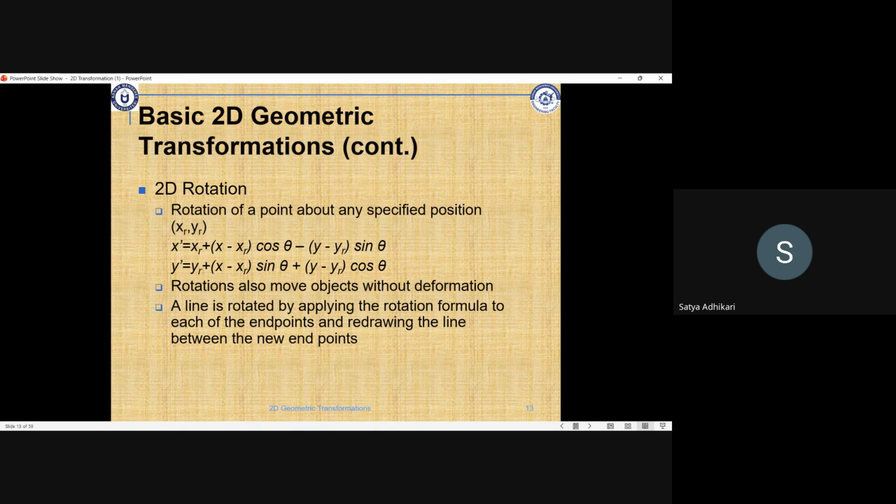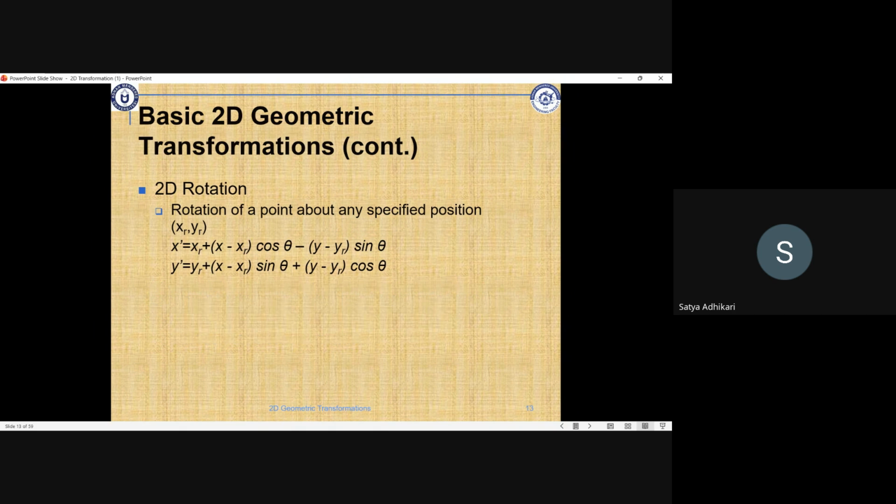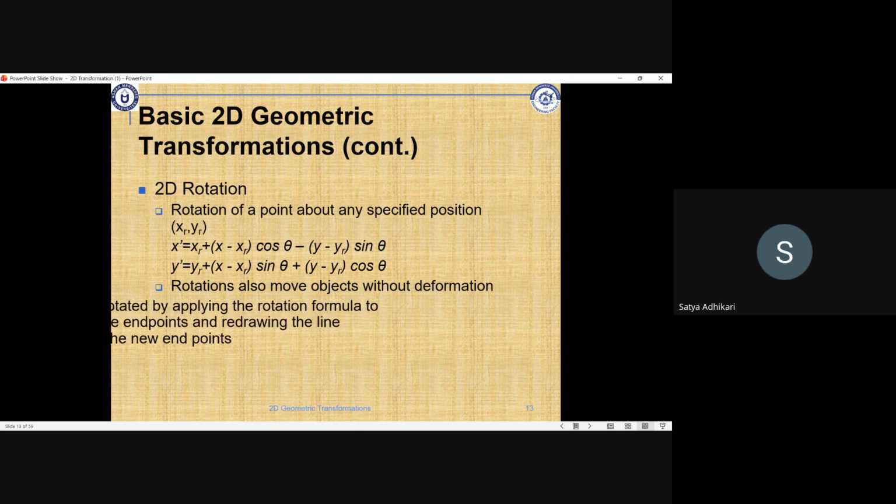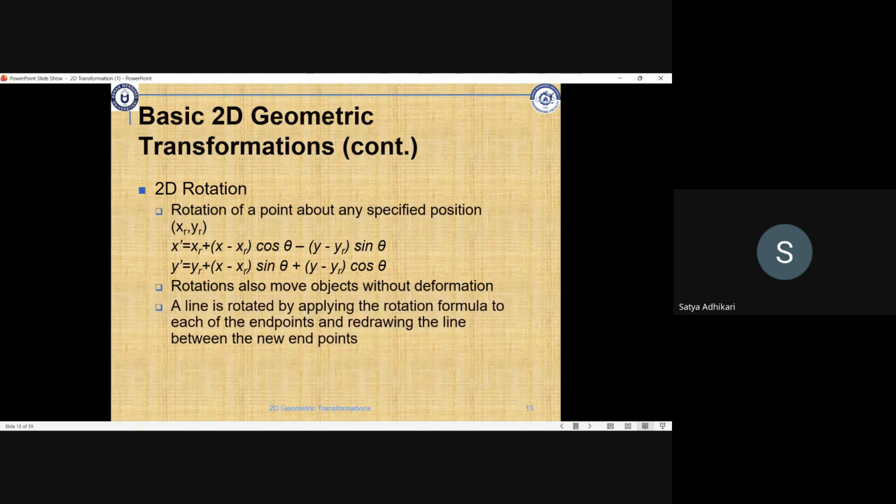So we have already discussed, you can rotate an object with respect to the origin or any other point. The previous example was about the origin. You see, this is the origin. But now, if you want to rotate a point about any specified position other than the origin 0, 0, suppose it is xr, yr, then this formula is used. x dash is equal to xr plus (x minus xr) cos theta minus (y minus yr) sin theta. And y dash is calculated with the exact same kind of formula.